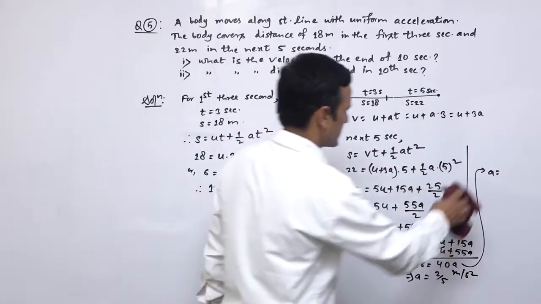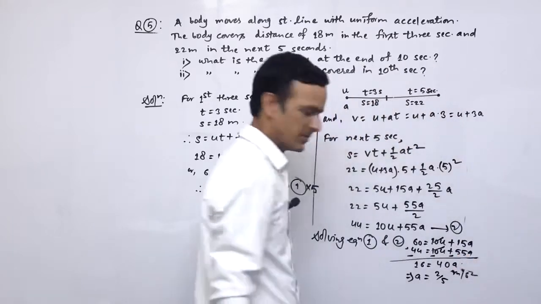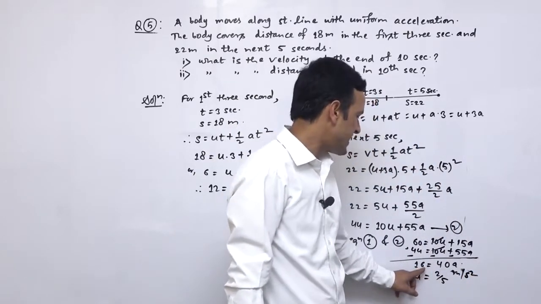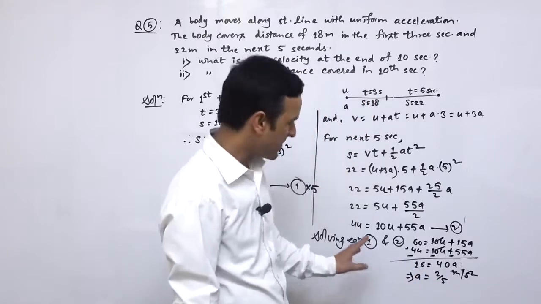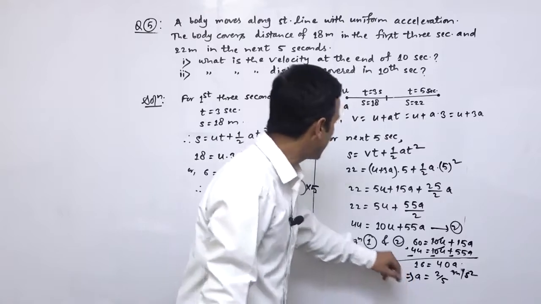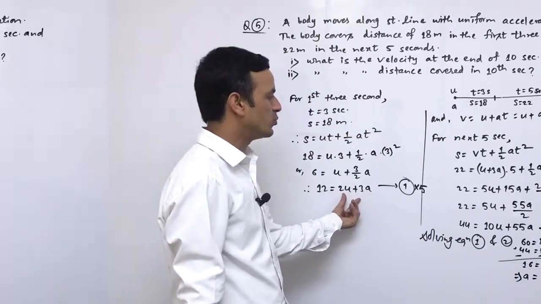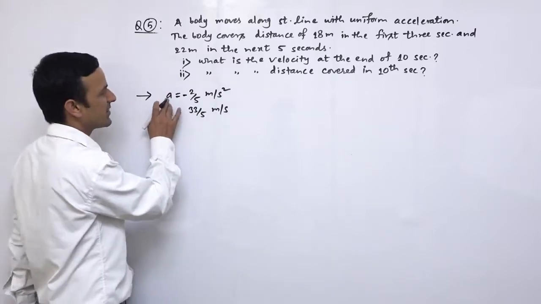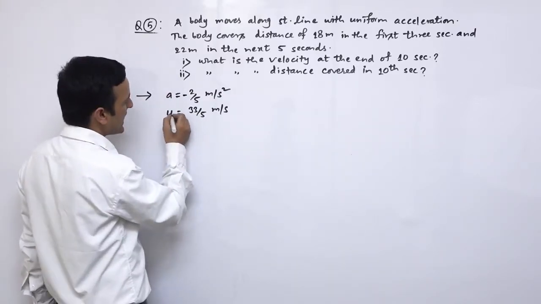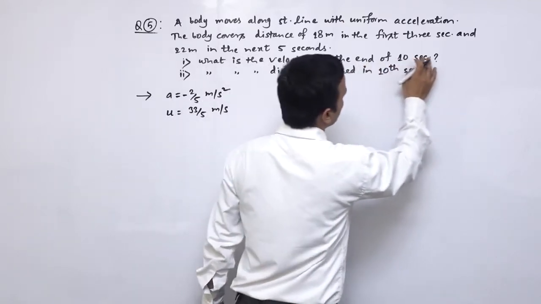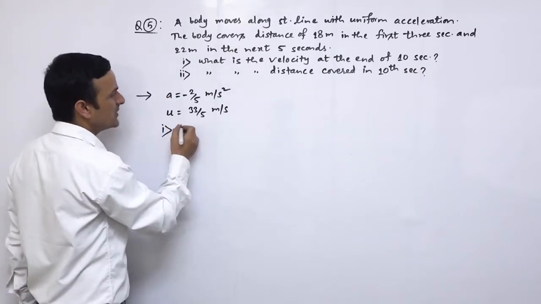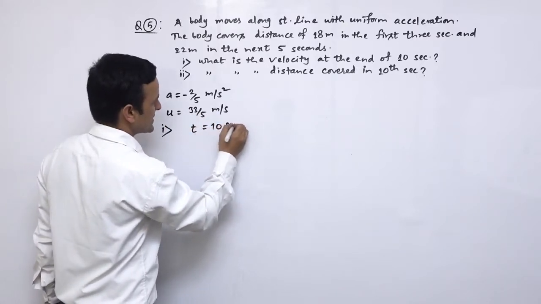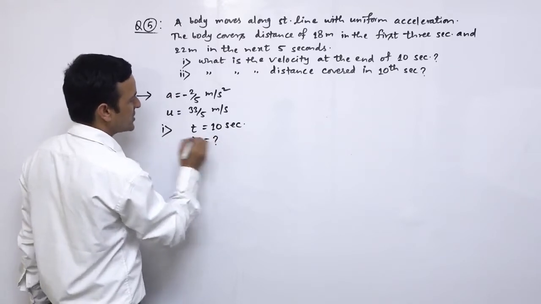So this is the value, meter per second square. After cancelling, 8 2s are 16, 8 5s are 40, so 2 by 5 is the value of a. So substituting this value of a in the equation, we also find out the value of u. So after solving equation 1 and 2, finally we get the value of a and u. From this, we can get the velocity at the end of 10 seconds. So our question is this one. We have the value of a, the value of u, and time is 10 seconds. So final velocity is equal to what?